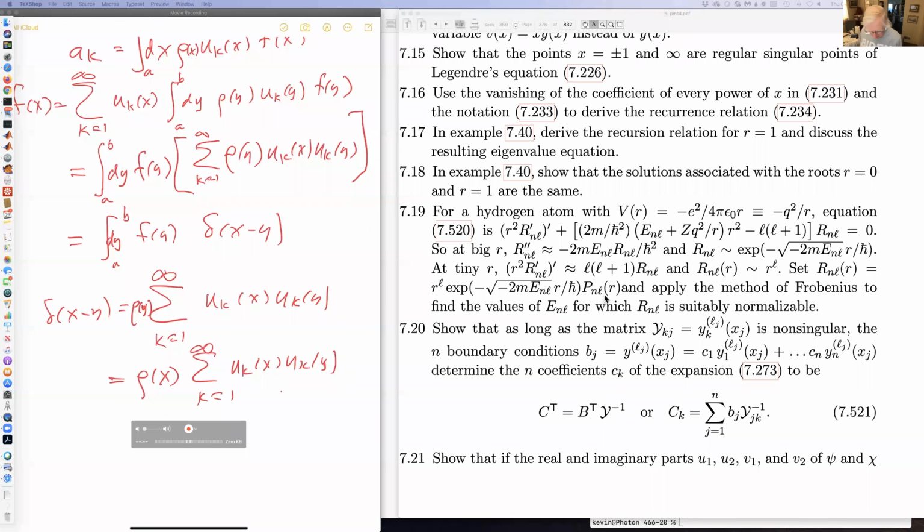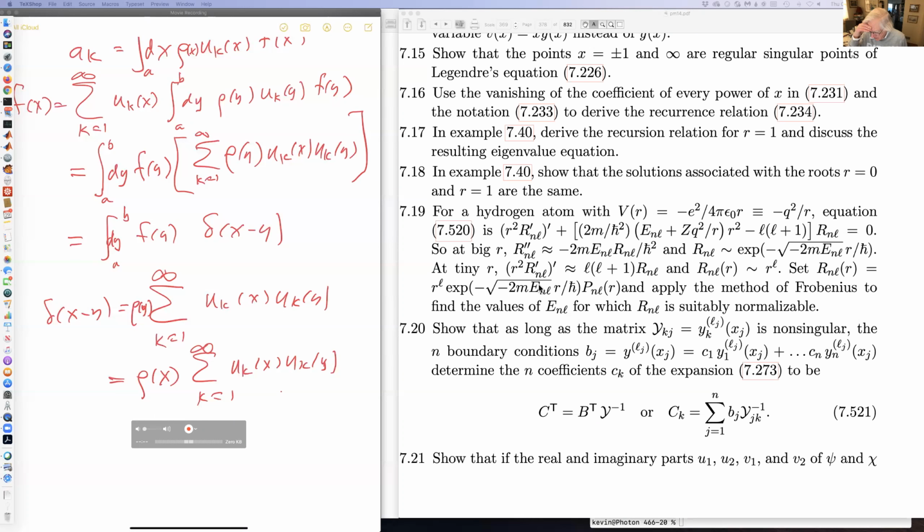So P_nl is the thing you're supposed to find, but I'm not asking you to actually find it because it's related to a hypergeometric function or a Lagrange polynomial. It's not a trivial polynomial. You don't need to discuss the polynomial. What you need to do is find the eigenvalues. And so that's how you should think of the Frobenius method.